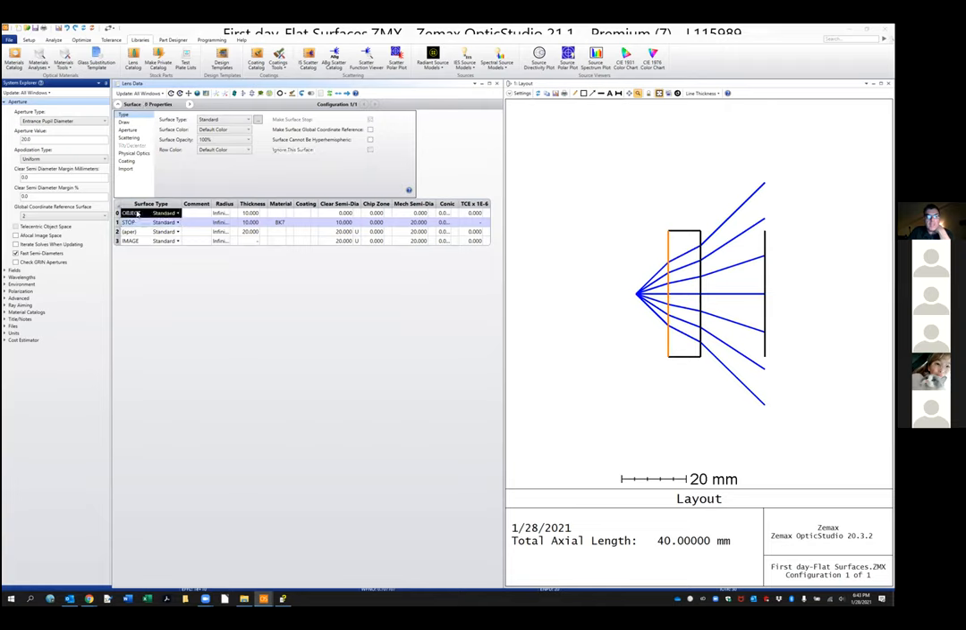Another thing you might do is say, I want my object to be at the origin. So you select the object surface and make sure you're in the surface properties. You say, make this the global coordinate reference. And now your origin is at this point, because if I put my cursor there, I see horizontal coordinate roughly zero, vertical coordinate roughly zero. Any questions?